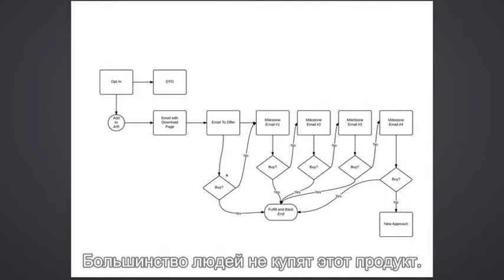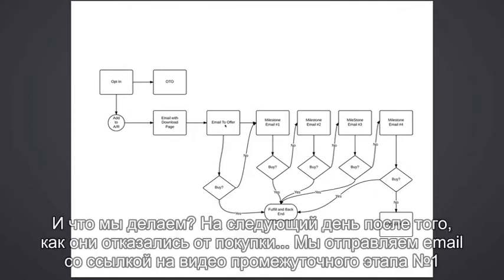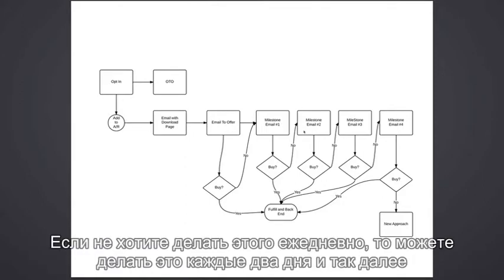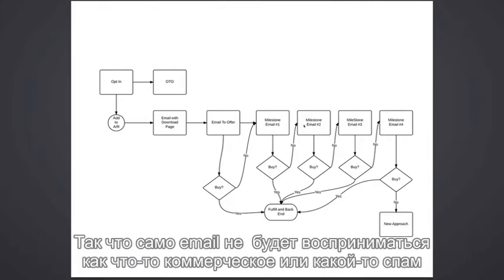Most of them will not buy then. That's just totally normal. So what we do is the next day after that, assuming they haven't bought, we email them the link to milestone video number 1, and we do so subsequently every day until they buy something, right? And if you don't want to do it every day, you can wait 2 days between one of them or something. But generally speaking, we're not going to be bothering them. This isn't pushy. It's actually adding value to them. So the emails themselves aren't going to be perceived as commercial and spammy and uncool.